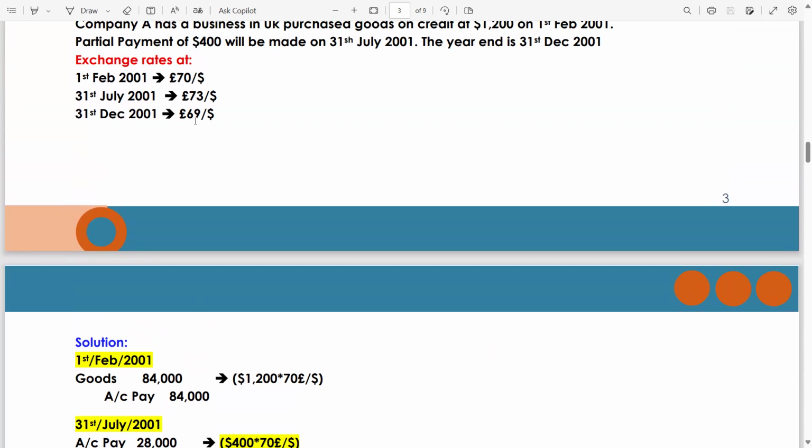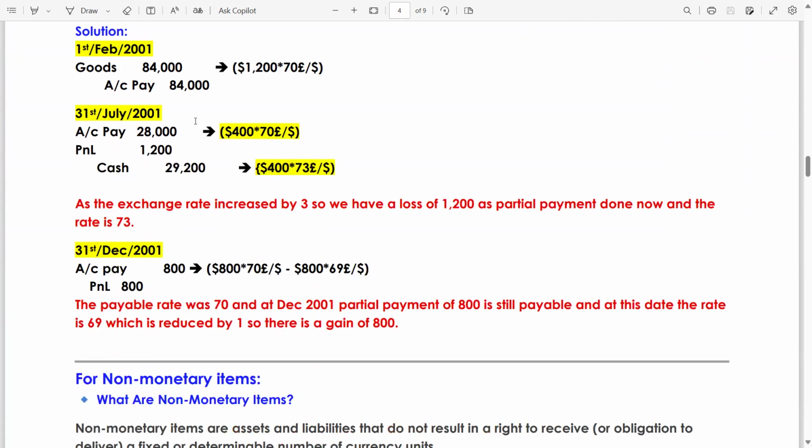Is it good for us or not? Yes, it is good for us. Why? Because our liability is reduced, as now we have to pay at 69. From 70 to 69, there is a 1 rupee gain. So we all know reversal of a liability is an income, or you can say reversal of an expense is your income. So accounts payable debit, P and L credit, 800.